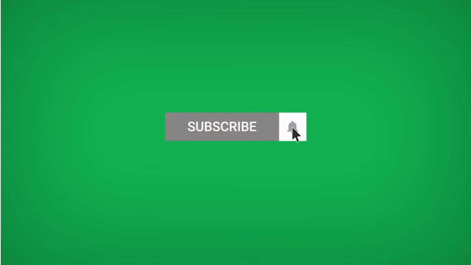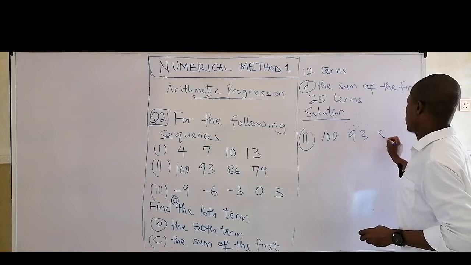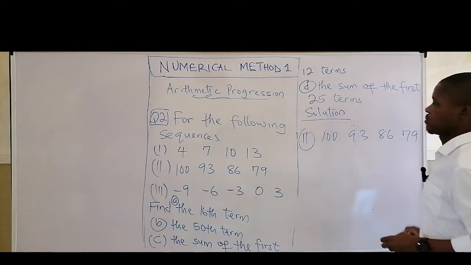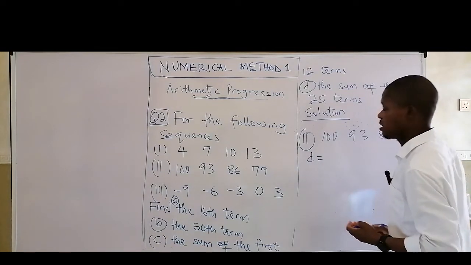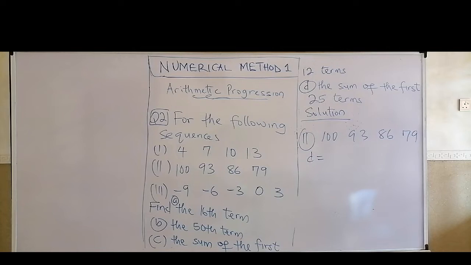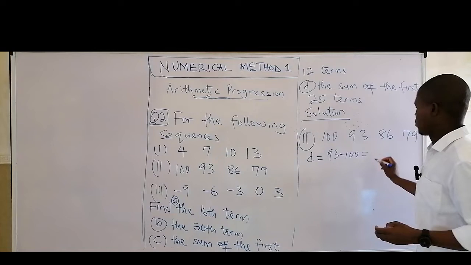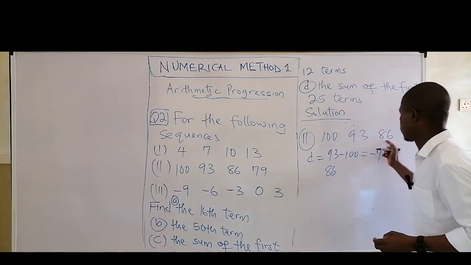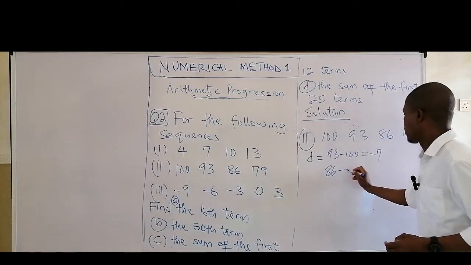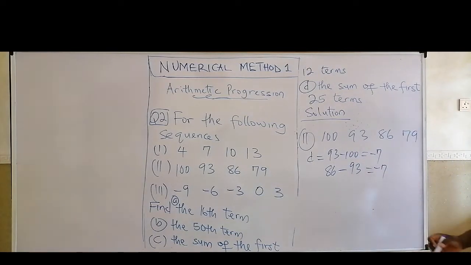For number 2, we have 100, 93, 86, 79. Test to get the common difference, to see if it is an arithmetic progression or not. That will be 93 minus 100, that's minus 7. Let's also check another one: the third term minus the second term, 86 minus 93, that's also minus 7. So it's an arithmetic progression, and d is minus 7.